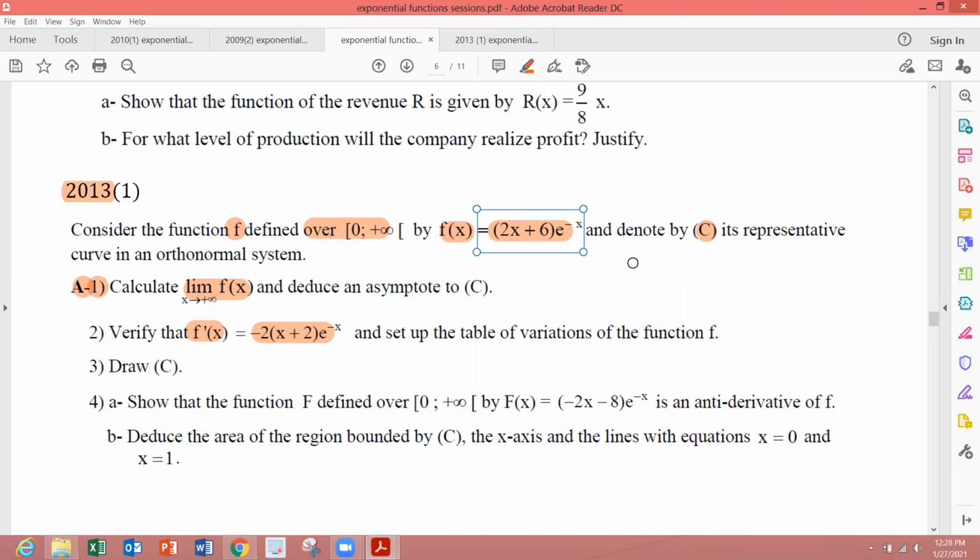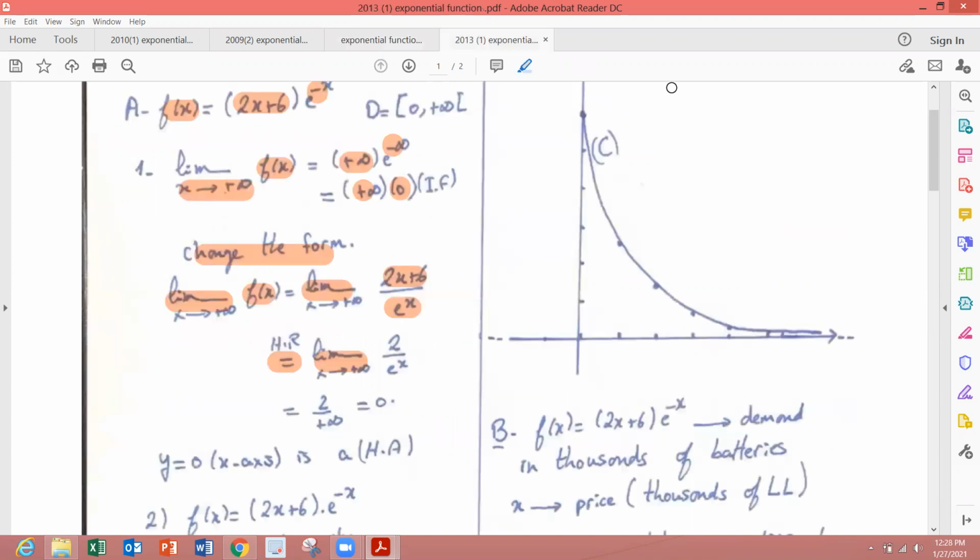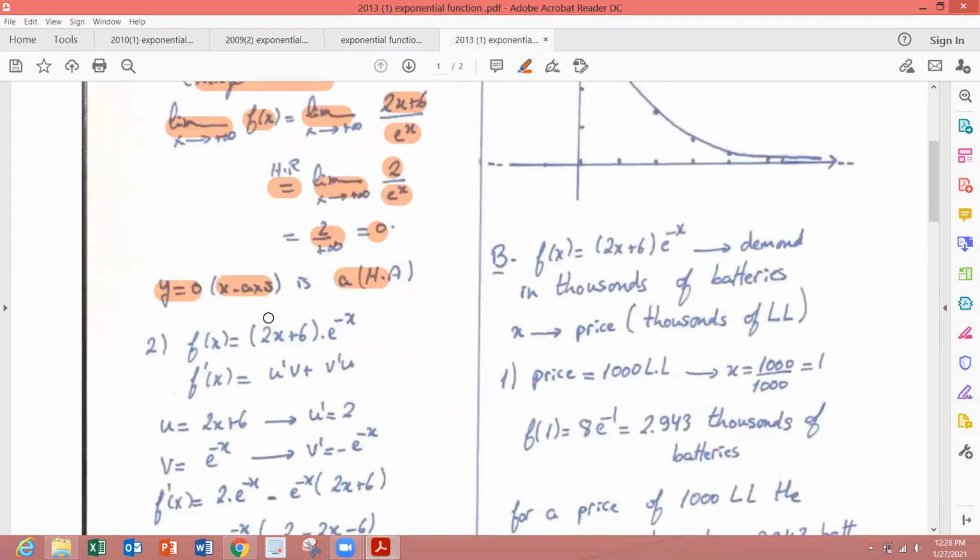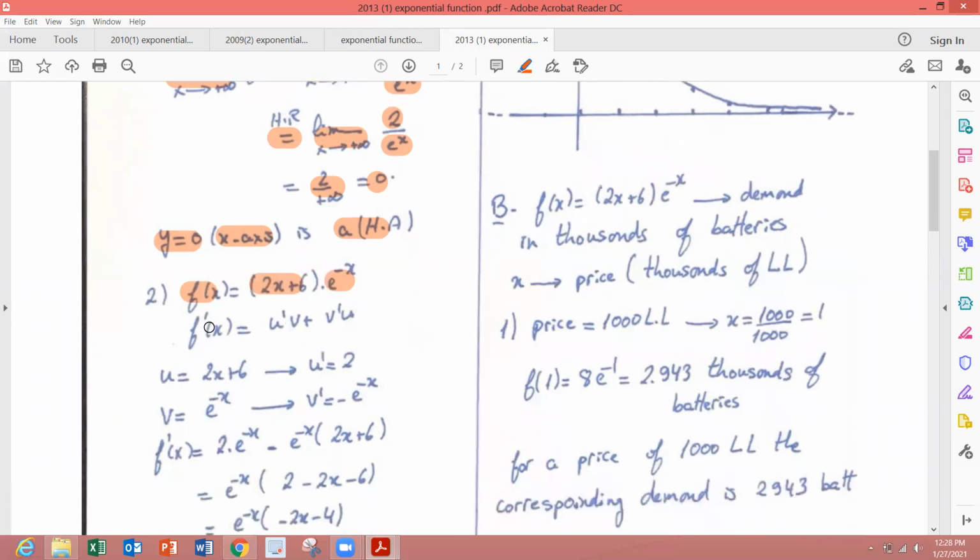ال v how much? e to the minus x. How much is v prime? Minus e to the minus x. Okay, good. So this is f(x) equals u dot v. f prime x equals u prime dot v plus v prime u.